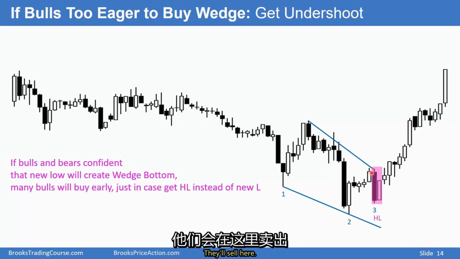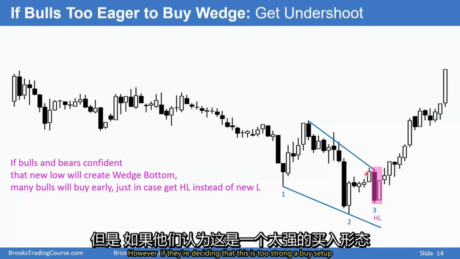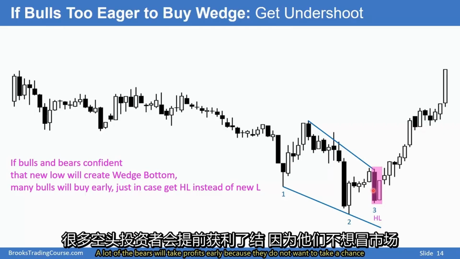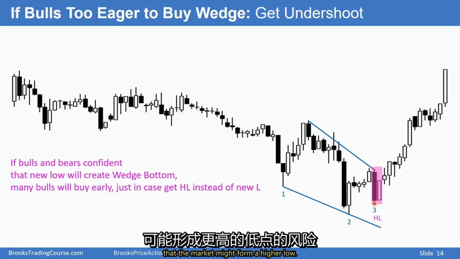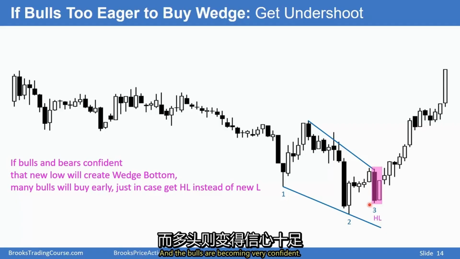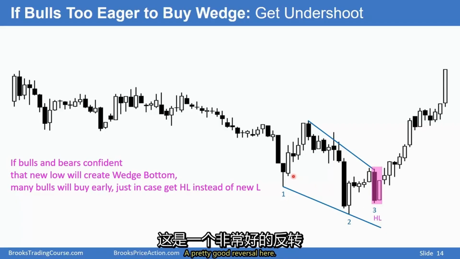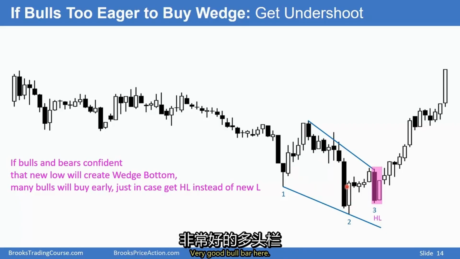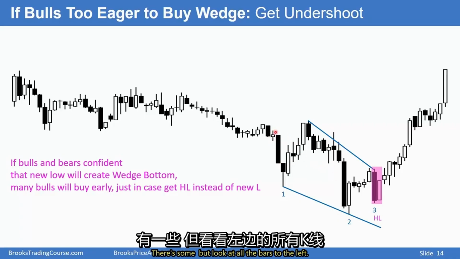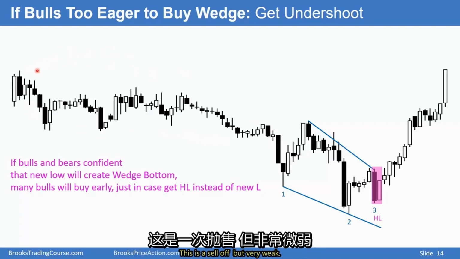They'll sell here. However, if they're deciding that this is too strong a buy setup, a very good bull bar here, chances are there'll be buyers below. A lot of the bears will take profits early because they do not want to take a chance that the market might form a higher low. So the bears are starting to scalp out early, and the bulls are becoming very confident. A pretty good reversal here, very good bull bar here. Really not a lot of strong selling. There's some, but look at all the bars to the left. This is a sell-off, but very weak.